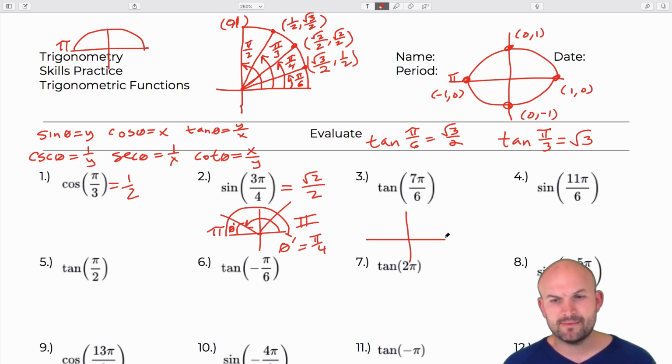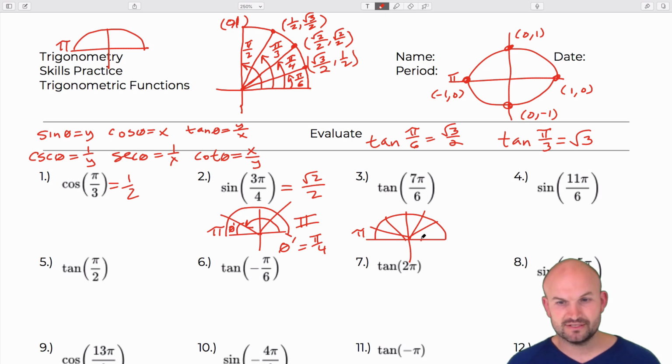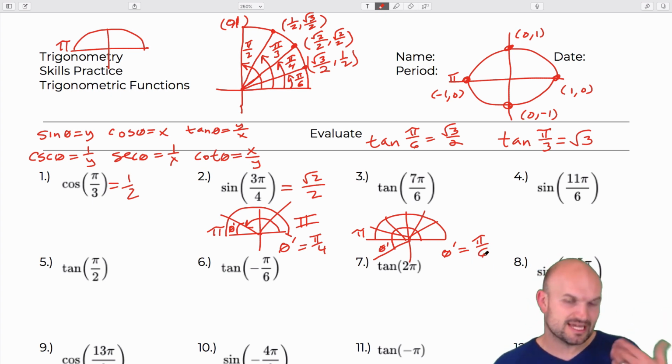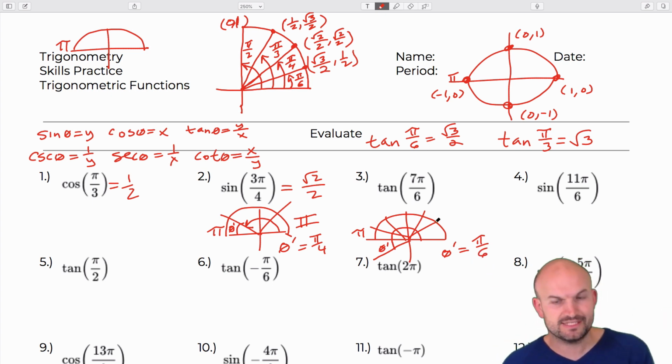So again, we know that pi is halfway around a circle. Now you can break this up into 6 parts, but my angle is 7 pi over 6. So that's going to be an extra pi over 6 past the x-axis. So therefore, my theta prime in this case is going to be pi over 6. Again, theta prime is your reference angle. It's how far your angle is away from the x-axis. In this case, my angle is in the third quadrant.